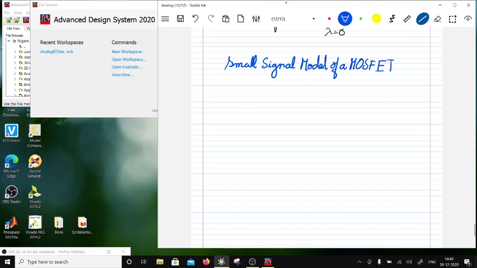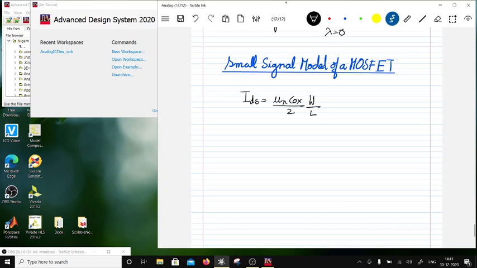Okay, so the question comes: what is a small signal? The answer is a signal which is small enough that it doesn't change the bias conditions. That would be called small signal. So let's quantify this for a MOSFET. For a MOSFET, we know that IDS is equal to mu n COX by 2 W by L into (VGS minus VT) square.